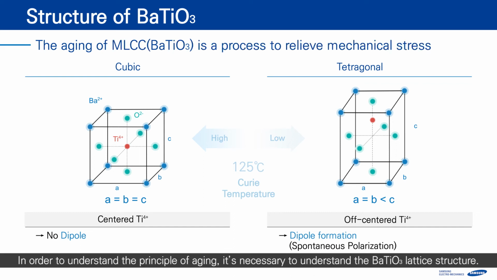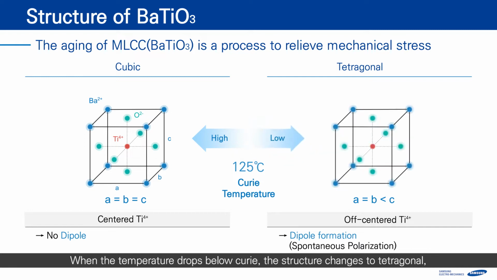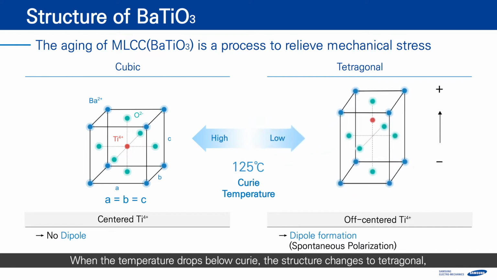In order to understand the principle of aging, it's necessary to understand the BaTiO3 lattice structure. BaTiO3, or barium titanate, is the primary material in the MLCC dielectric layer. Barium titanate has a characteristic such that the lattice structure changes according to temperature. Above the Curie temperature, each atom is arranged at equal intervals to form a cubic structure with no polarity. When the temperature drops below Curie, the structure changes to tetragonal, and the central Ti4+ atom moves up, resulting in polarity.